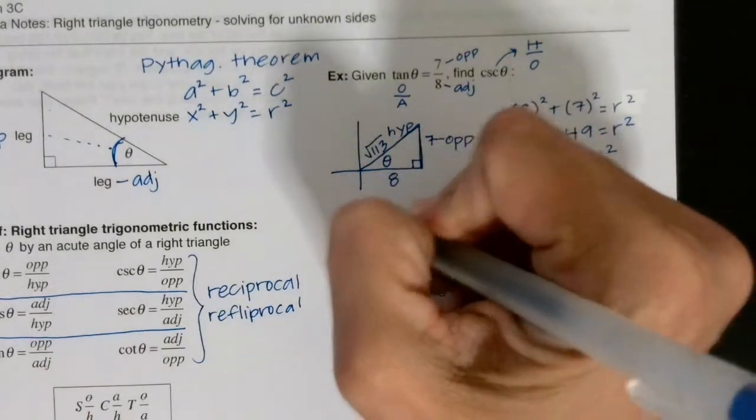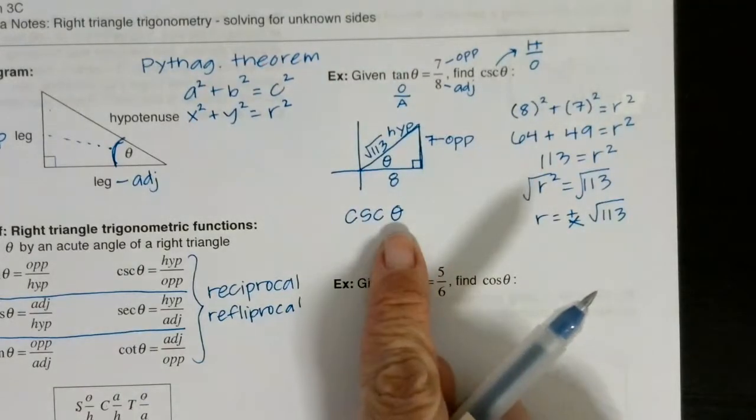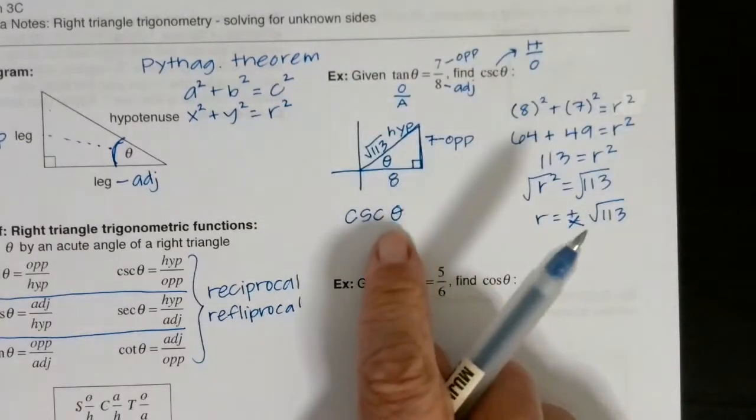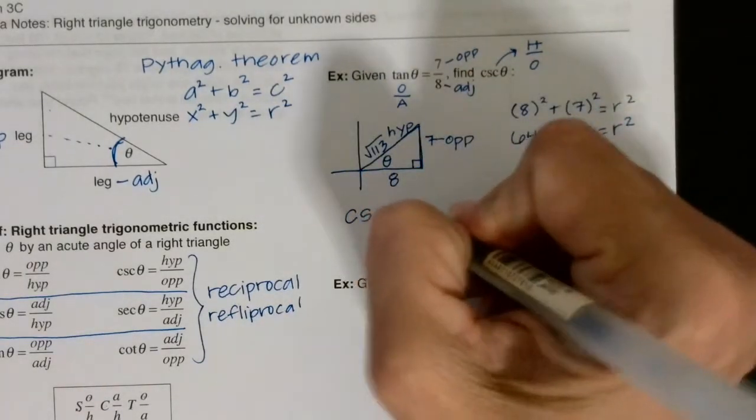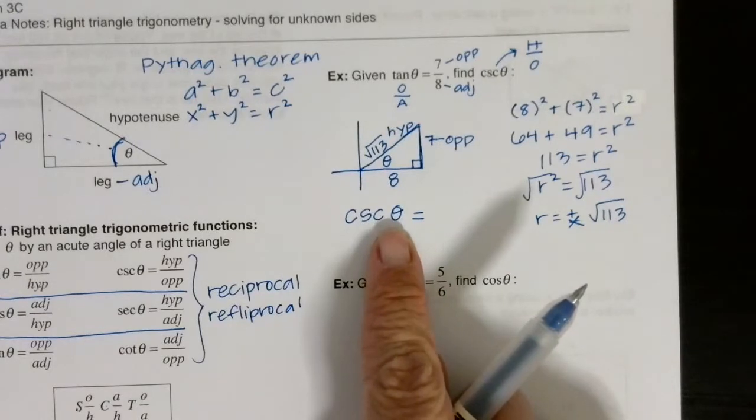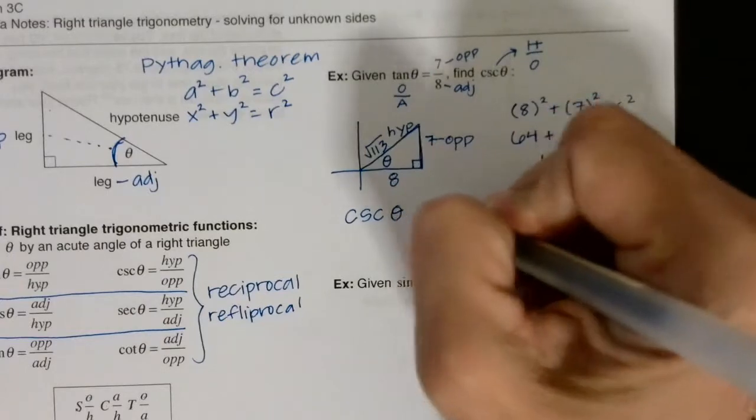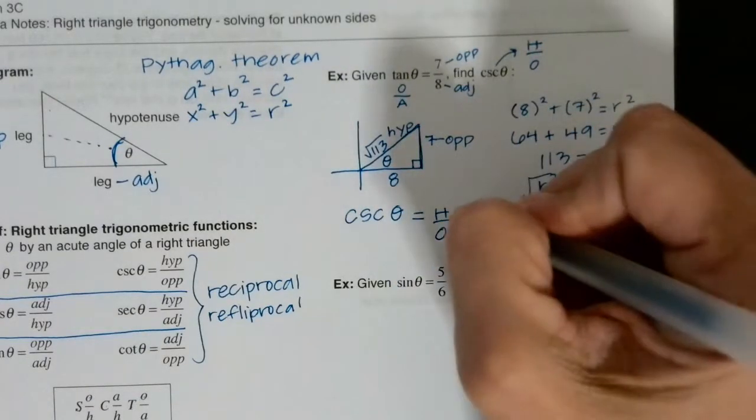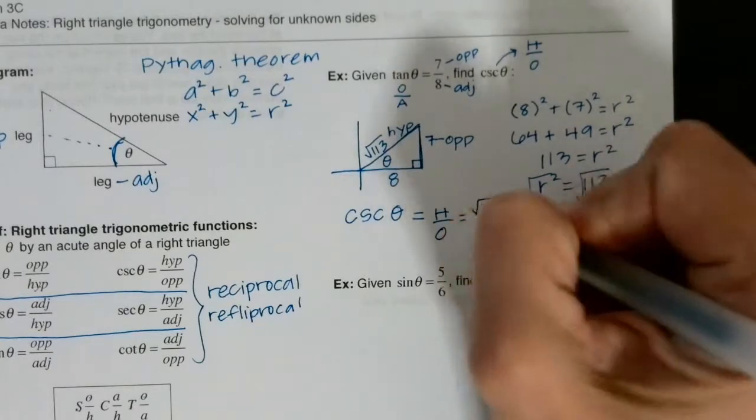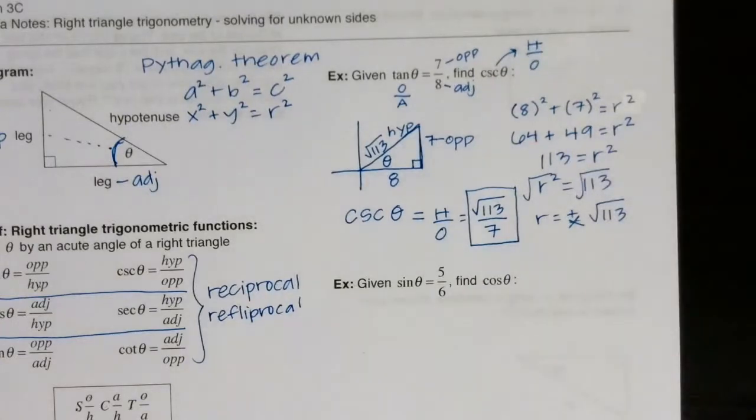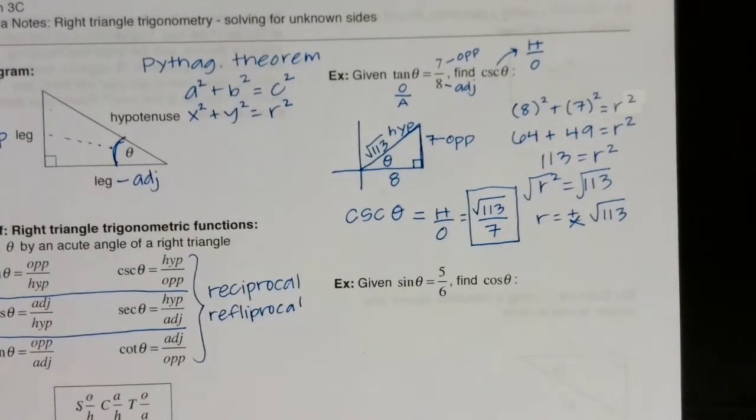So we're going to write cosecant of theta. You have to put the theta there for this to make sense. It's kind of like the argument of a logarithm. You have to have a number next to the logarithm. You have to have a symbol like theta, or an actual angle like 60 degrees, next to a trig function like cosecant, sine, tangent, whatever. So this is going to be hypotenuse over opposite. So that's going to be the square root of 113 over 7. Okay? And that's our final answer. Great. Okay, moving on to the next one.